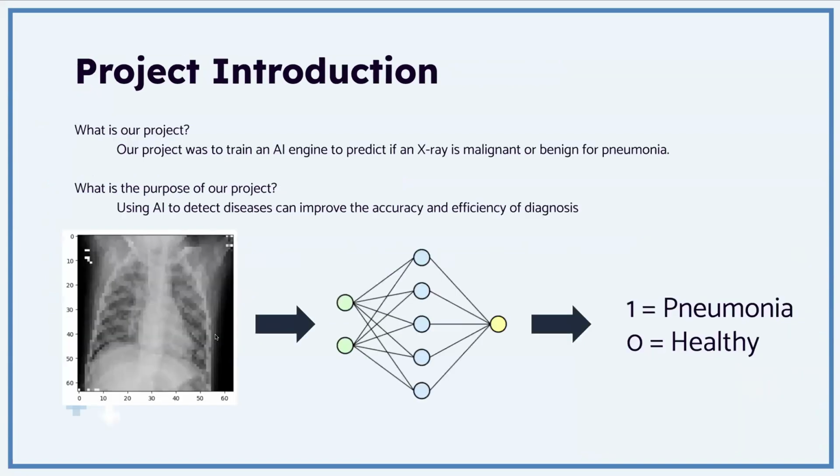This means that diagnosing pneumonia early on is vital to the patient's well-being. Our project is to create an AI model that can accurately predict if a patient has pneumonia based on an X-ray of their lungs. The purpose of our project was to create an engine to improve the accuracy and efficiency of our diagnosis. Our models are given an X-ray image, which is then run on their network, and then the model outputs a number which represents its prediction on whether or not the patient has pneumonia.